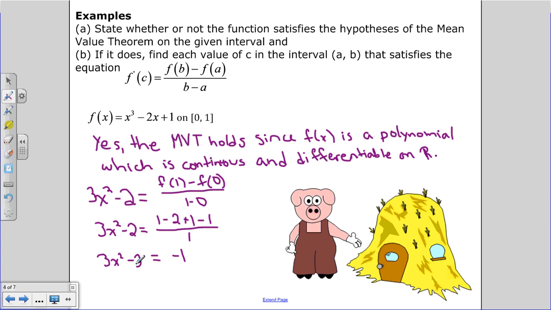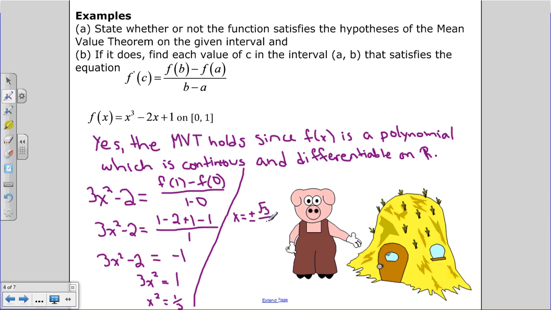Okay, I'm going to solve for x. I put everything else on the other side. 3x squared, add 2, get 1. X squared equals 1/3. Therefore, x equals plus or minus square root of 3 over 3.